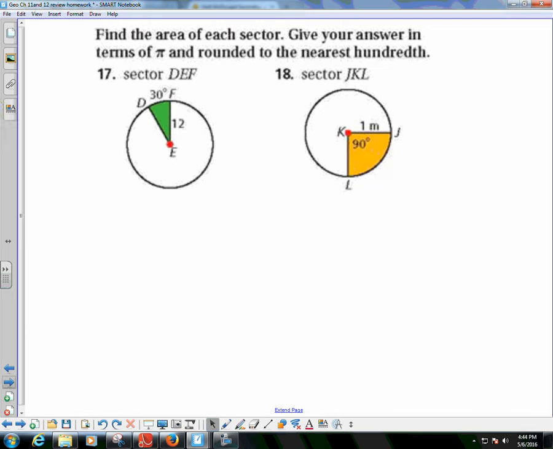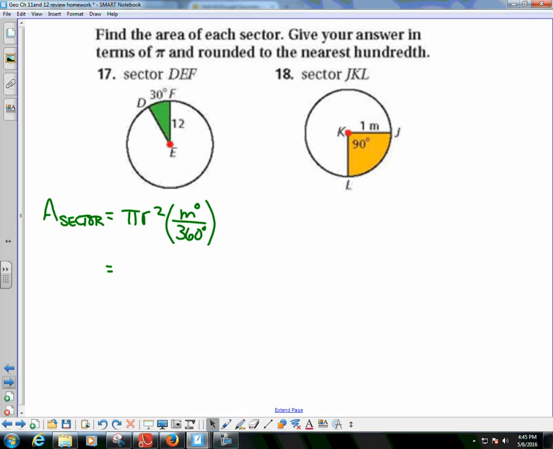Well, let's start by reminding ourselves of the area of a sector. Remember, a sector, the official definition is 2 radii and the intercepted arc. It's the area of the space bounded by that. Think of it like a slice of pizza or a slice of pie. So the area of the sector is pi r squared, so we're finding the area of the circle, and then multiplying that by the section that we need to know the area of. So it's m over 360.